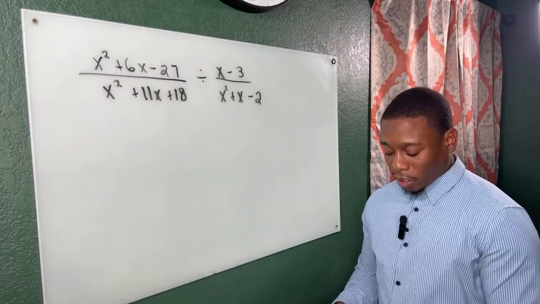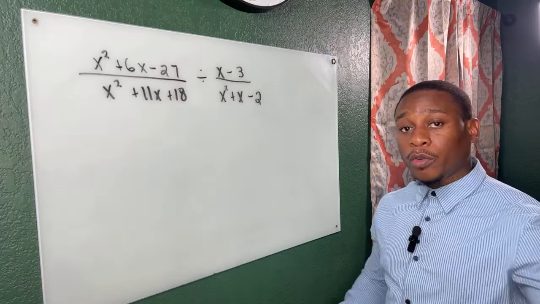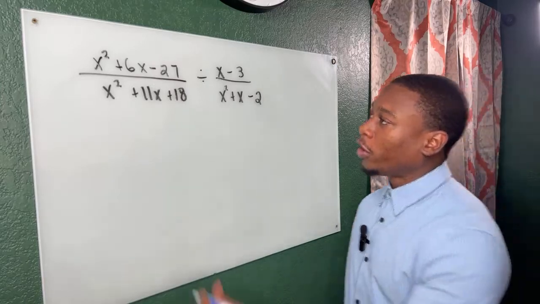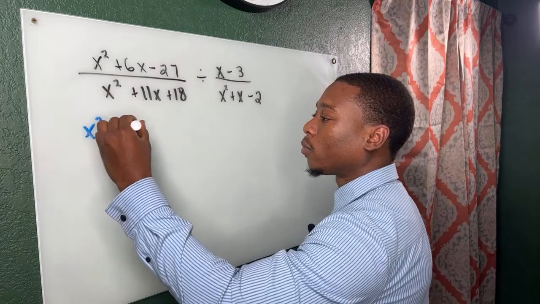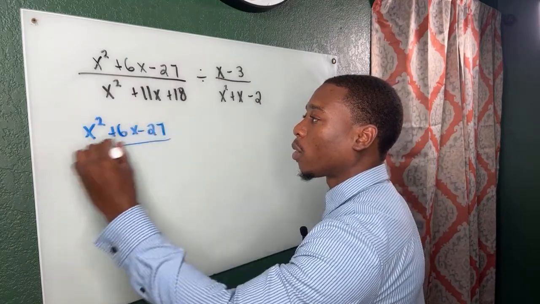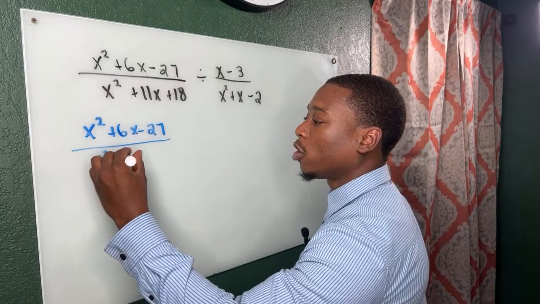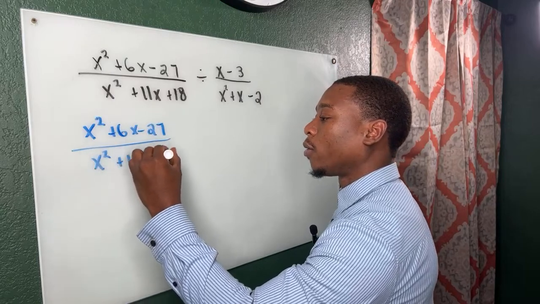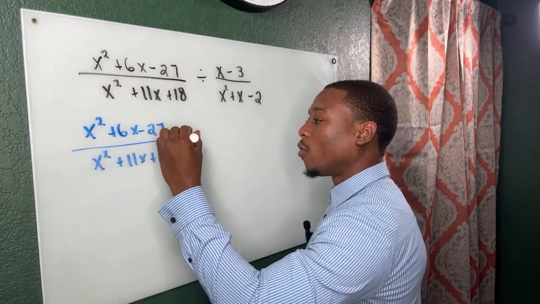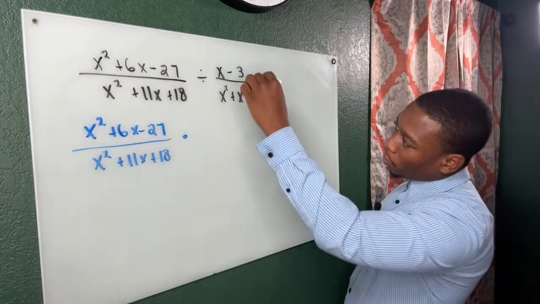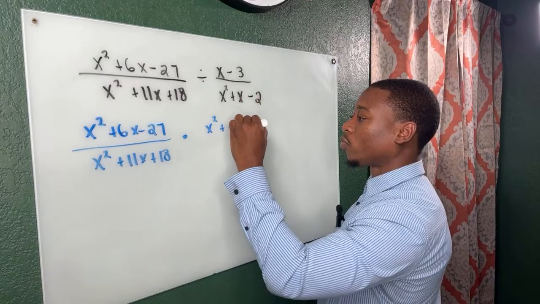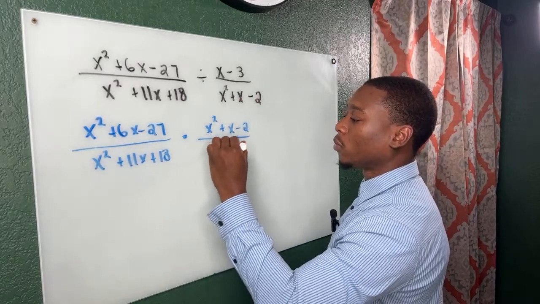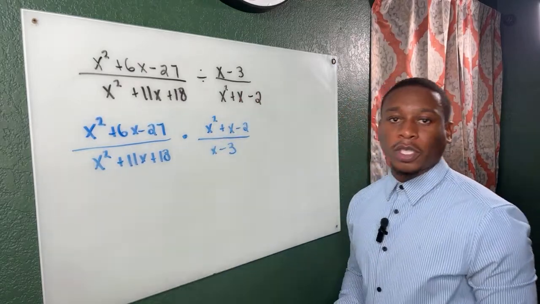All right, so we're on the second problem, guys. And we start off with our first rule. So we're going to keep this first fraction the same. So we rewrite it, change my division to a multiplication sign, and then I'm going to flip my fraction. All right, so that's the first thing we need to do.